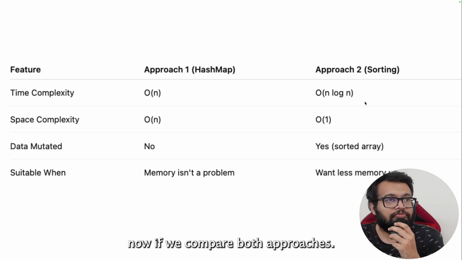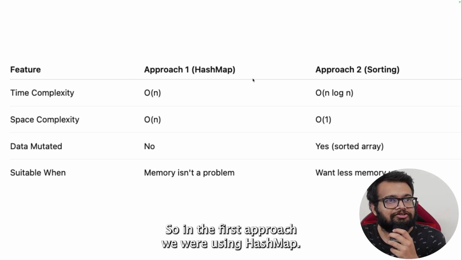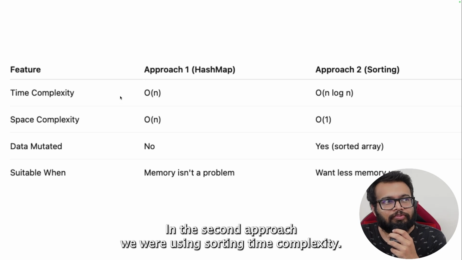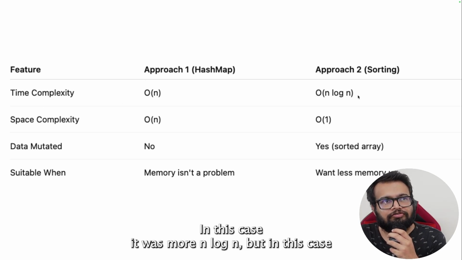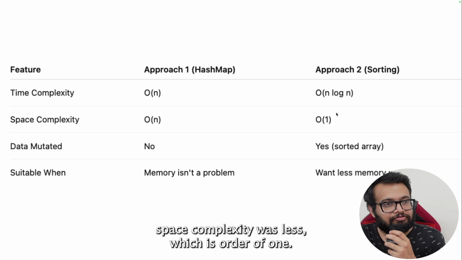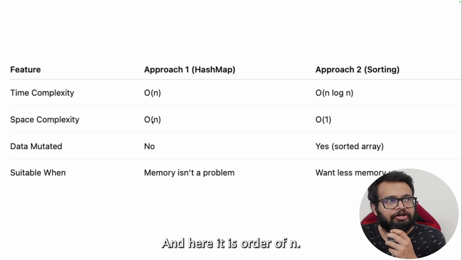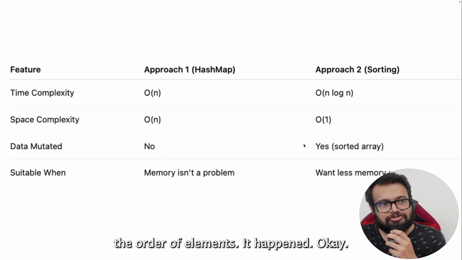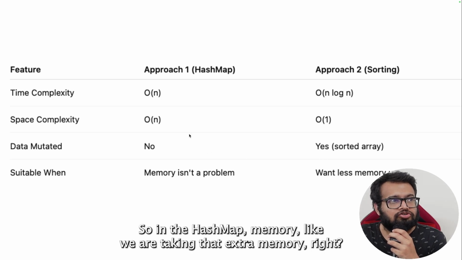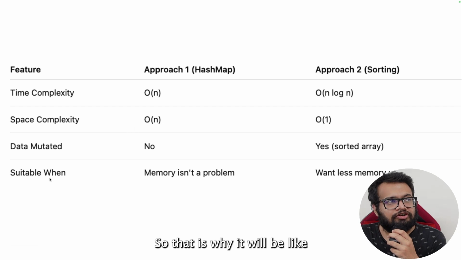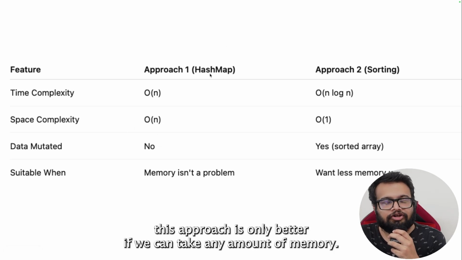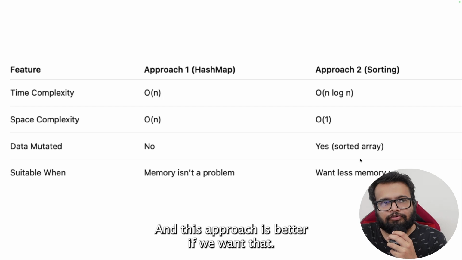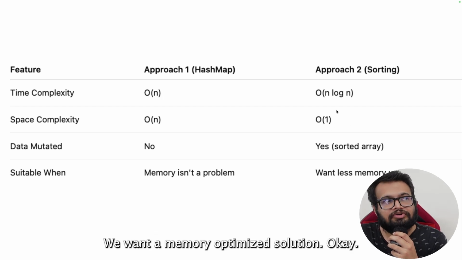Now if we compare both approaches, in the first approach we were using a HashMap and in the second we were using sorting. Time complexity in the first approach is order of n, while in the second it is more, n log n. But space complexity is less in the second, order of 1, and order of n in the first. Also, in the sorting approach the data was mutated since we changed the order of elements. In the hash map approach we are taking extra memory, so that approach is better only if we can use any amount of memory, and the sorting approach is better if we want a memory optimized solution.